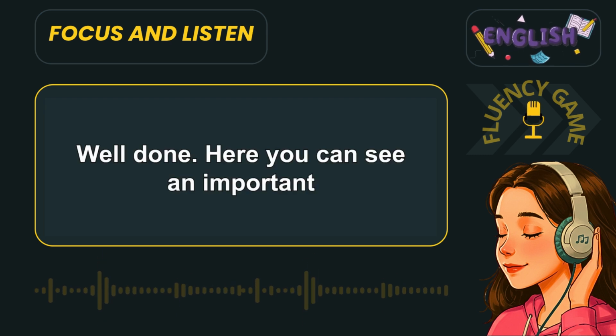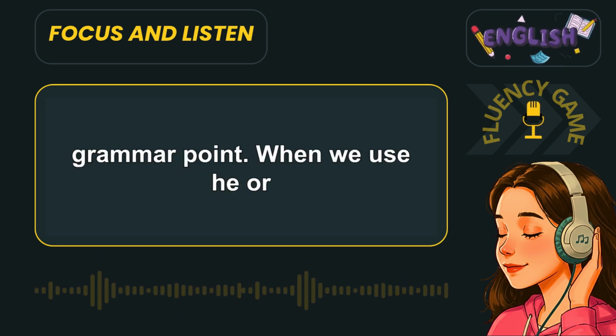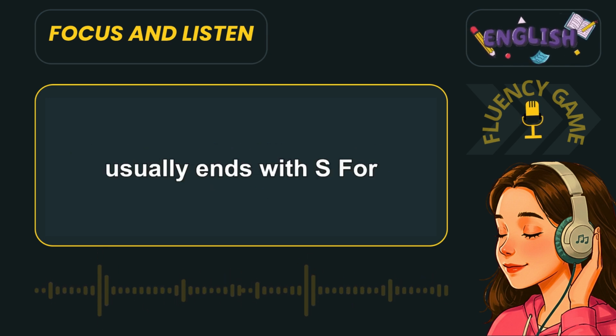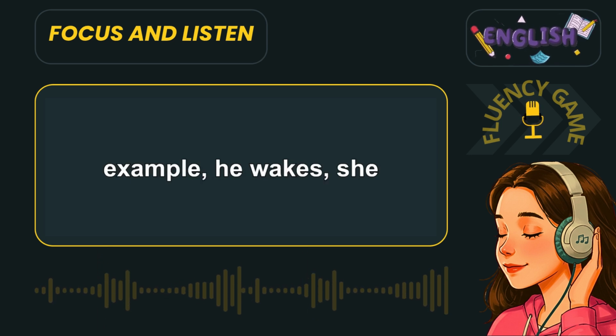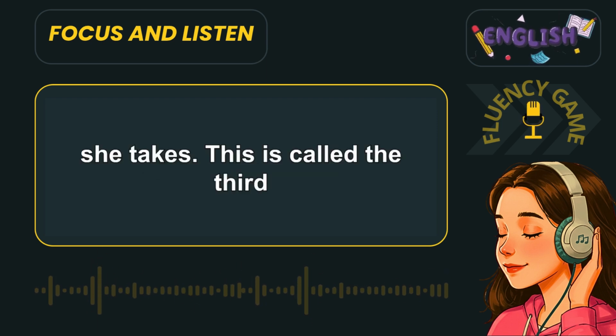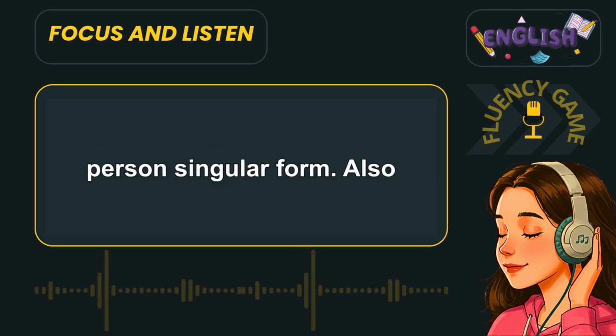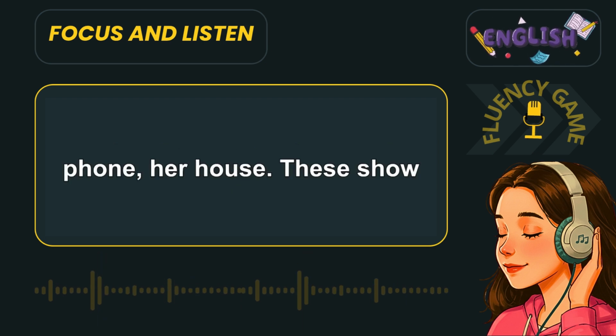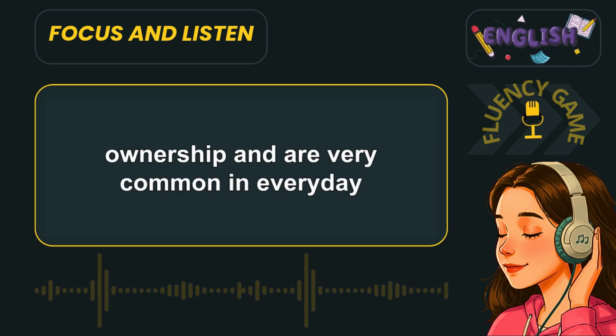Well done. Here you can see an important grammar point. When we use he or she in the present tense, the verb usually ends with s. For example, he wakes, she drinks, he reads, she takes. This is called the third person singular form. Also, notice the possessive words: his phone, her house. These show ownership and are very common in everyday English.